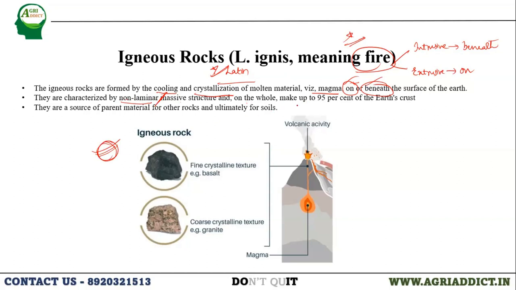And it makes up 95% of the earth crust. This is very important. The major composition of the earth crust is decided by igneous rocks. We also need to remember, if they ask about the total earth crust, we have to mention igneous rock. If they mention only the top 5 kilometers, we have to write sedimentary rocks. So don't be confused. For the whole earth crust, igneous rocks are abundant. Only in the top 5 kilometers, sedimentary rocks are abundant.